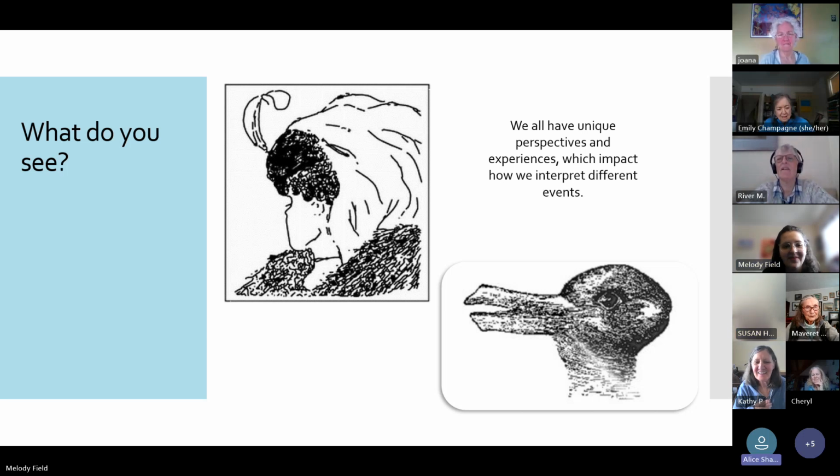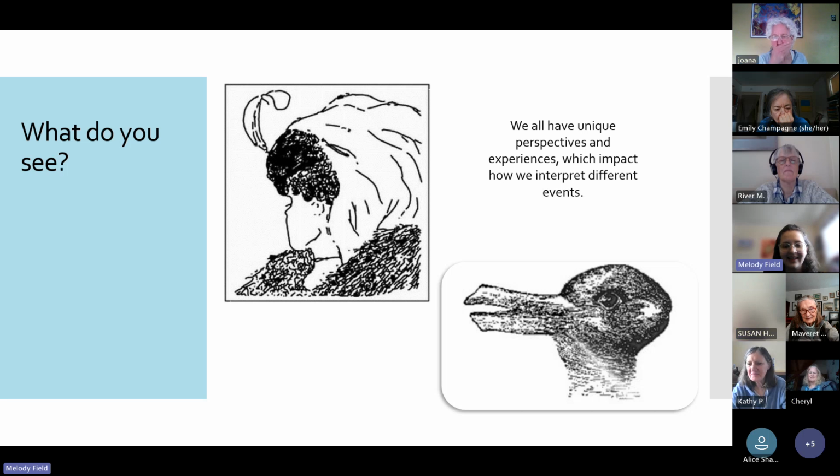Okay. How about this other one? What are folks seeing? Duck, and then I think a rabbit. Yes, that was the other one. Duck and a rabbit. Is everyone able to see the duck and the rabbit on this one? It's a little easier.